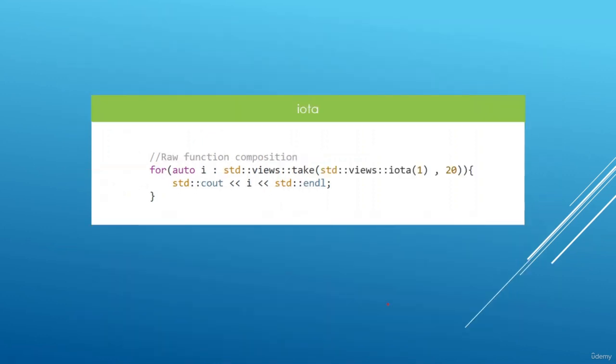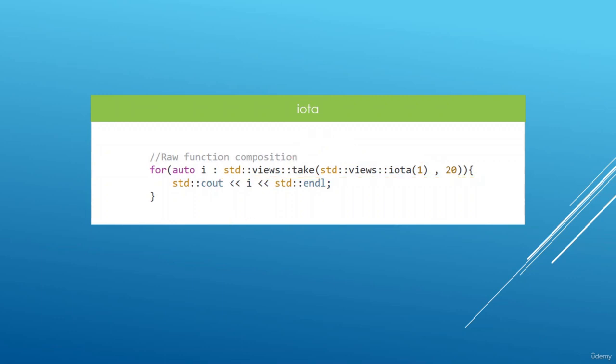It is also possible to use raw function composition, and that's going to work. This is what we are doing right here. We are taking the data from our iota view that we get right here, and we are passing this into a take view, which is only going to take 20 elements. This is going to work exactly as we want.